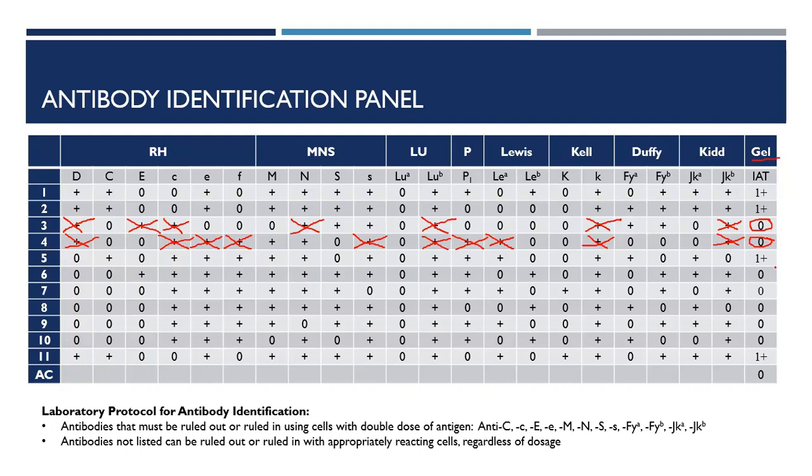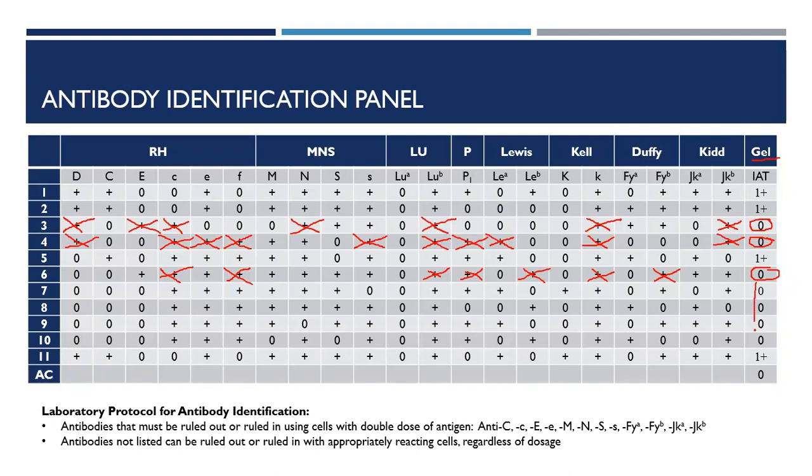Next negatively reacting cell is cell number 6. Big E, I cannot rule this one out because both big E and little e are present. So I have a single dose expression here, so I can't rule out either one of those, but I can rule out little c. Can rule out F. M and N are present, so this is heterozygous across the board for M and S. Lutheran B, P1, Lewis B, little k. I can rule out Duffy B here, but I can't rule out either Kidd antigen because of the heterozygous expression.